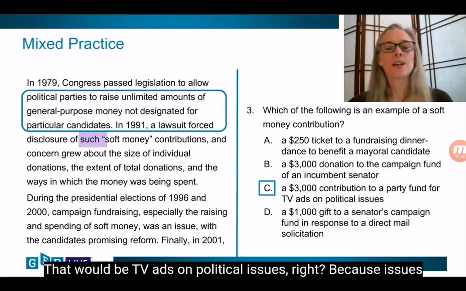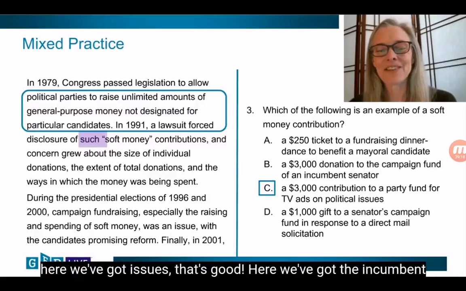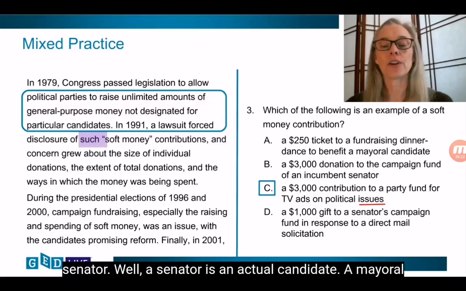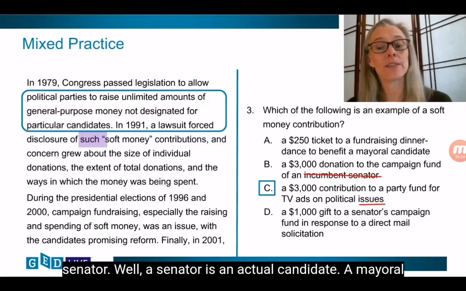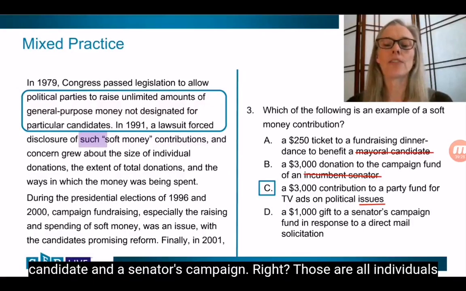That would be TV ads on political issues, right? Because issues are just issues. Issues are not candidates. Whereas here we've got issues, that's good. Here we've got the incumbent senator. Well, a senator is an actual candidate, a mayoral candidate, and a senator's campaign, right?